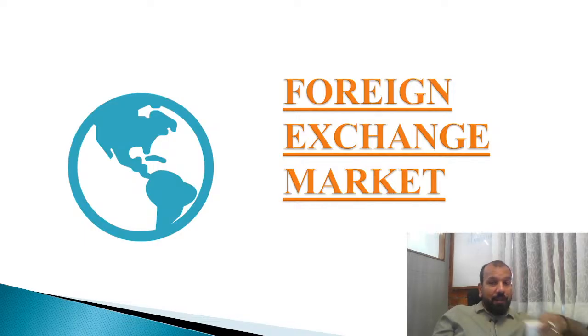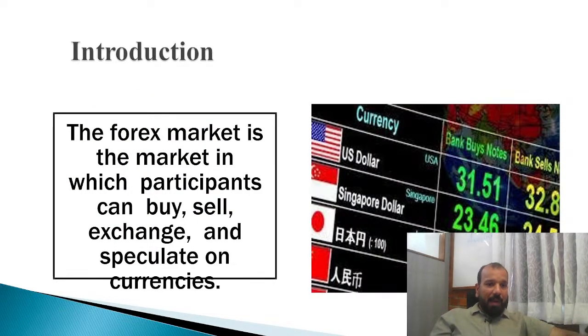Then a very important topic, foreign exchange. What is foreign exchange? Foreign exchange is all about whatever exchange rate is going on. Whenever we are exchanging, $1 is equal to 80 rupees or 82 rupees, that is the domestic country's currency rate against the foreign country's currency, and that is called forex. In foreign exchange, we call it forex. The forex market is the market in which participants can buy, sell, exchange, and speculate in currencies. Just like a stock market, we have the foreign exchange market also.